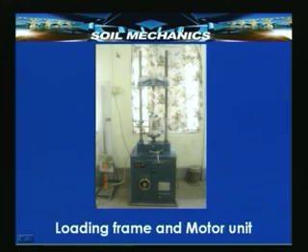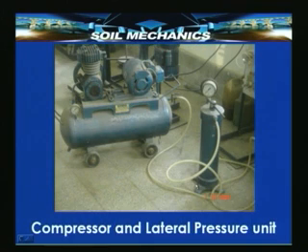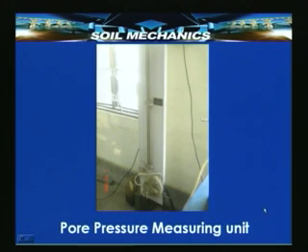Here is the loading frame, the cell and the motorized unit and the pore pressure unit all together, one of these views. Here we have slightly closer views of the compressor and the lateral pressure unit. Compressor develops the air pressure that is required to drive the water under pressure into the cell. From here the air pressure comes through this and the pressure is applied to the water which goes out through this into the triaxial cell. This is the pore pressure measuring unit.